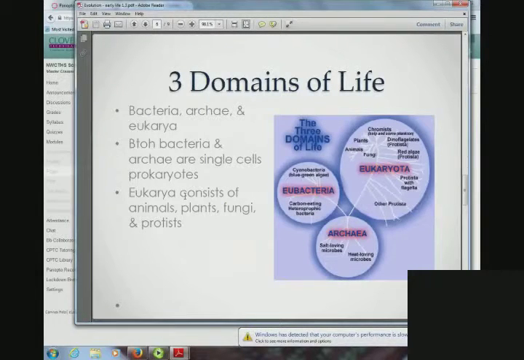So with these three domains of life, the bacteria, archaea, and the eukarya, both the bacteria and archaea are single-celled organisms that are prokaryotes. The eukarya is going to consist of the animals, plants, fungi, and protists. And there will be several subcategories within these three domains.